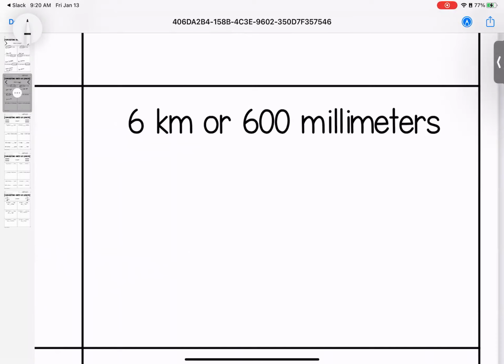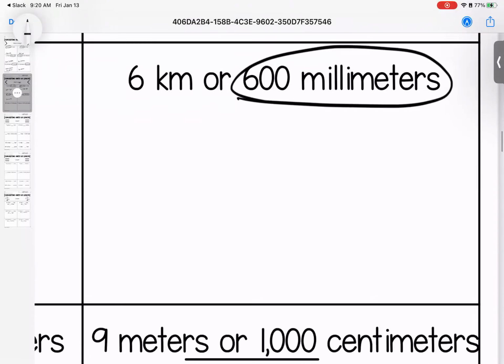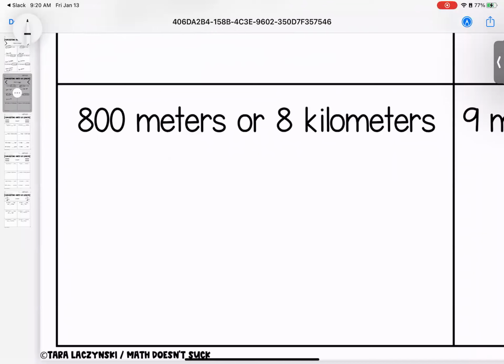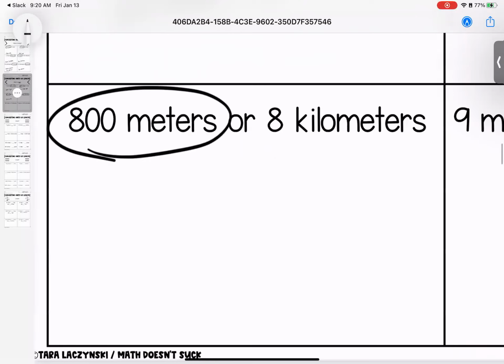6 kilometers or 600 millimeters. This one probably didn't even take much thought. 1 kilometer is 1,000 meters, so 600 millimeters is definitely going to be less. 800 meters or 8 kilometers. Again, 1 kilometer is 1,000 meters, so 800 meters isn't even a full kilometer. That's going to be less.